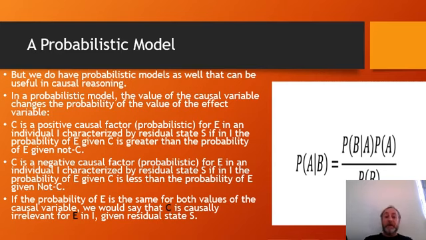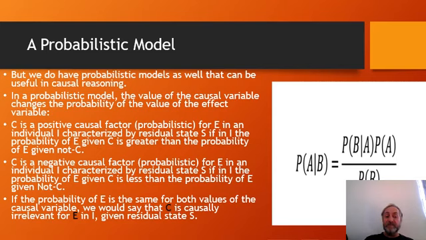Well, in a probabilistic model, the value of the causal variable, instead of guaranteeing the effect, or if it's a negative causal factor, guaranteeing the failure of the effect to obtain, is just going to change the probability of the value of the effect variable. So on a probabilistic model, we'll say C is a positive causal factor, probabilistic, for E in an individual I characterized by a residual state S if in I the probability of E given C is greater than the probability of E given not C.